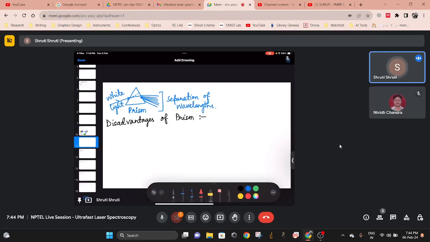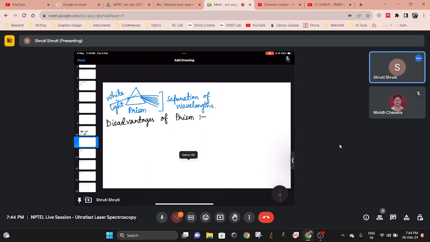So what is a prism made of? Prisms are made of glass, and glass will also have some amount of absorption in the UV region. So the disadvantage is when you shine light upon the prism, it will absorb some amount of it, and the intensity which you will get after the separation will be very less.